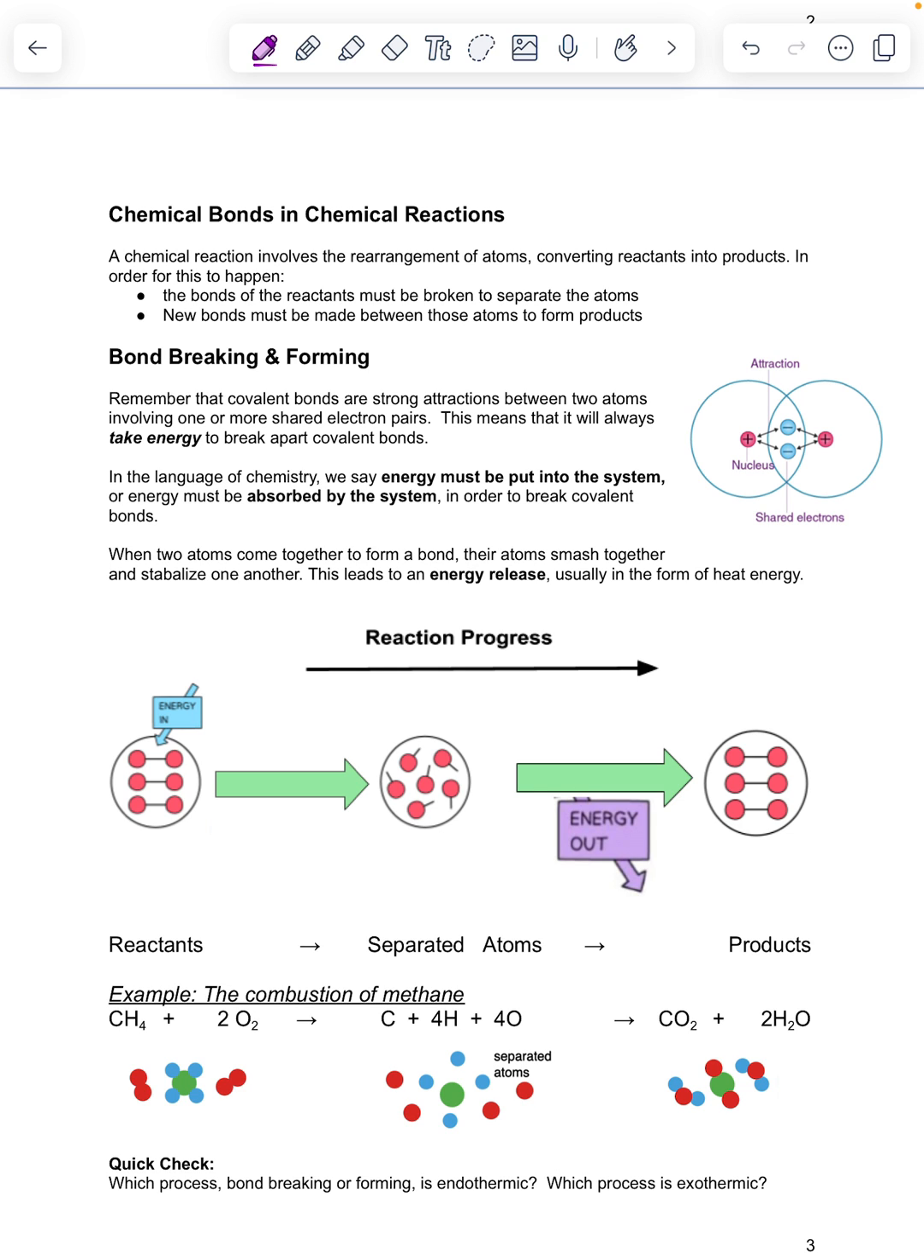Anytime that we break a chemical bond, that will take energy because, like I said before, a chemical bond is an attraction. Think of it like two magnets being stuck together, north and south poles, because they are attracted magnetically. It would take energy to pull those magnets apart. Then if we flip that, when atoms come together and they form bonds, that will always release energy.